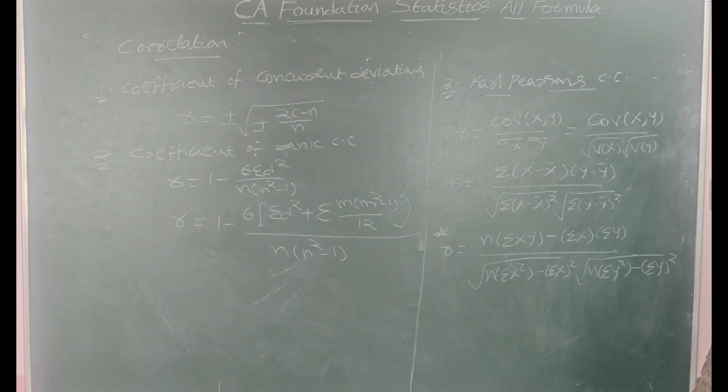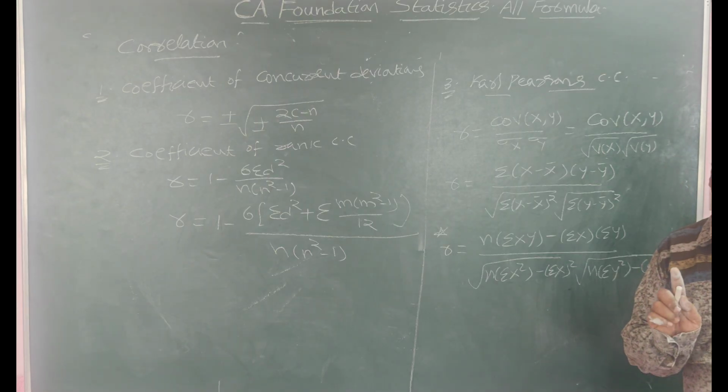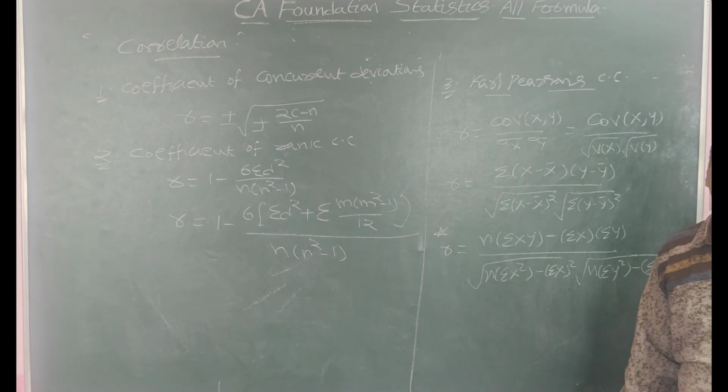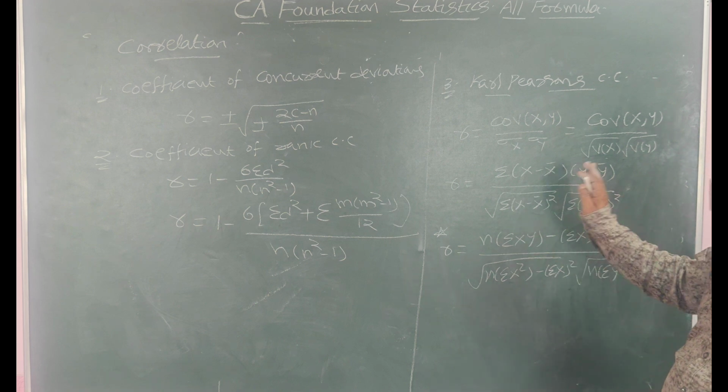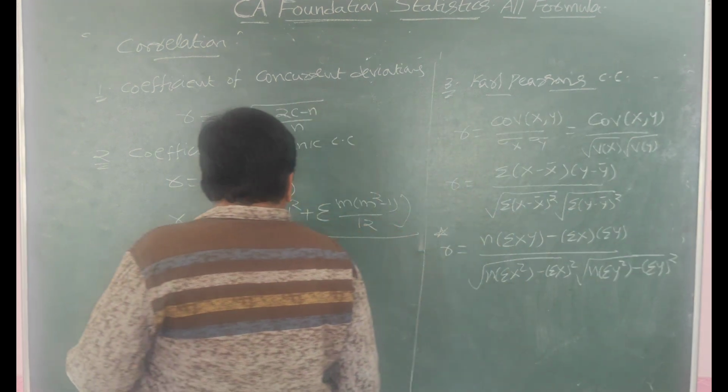So remember that the correlation coefficient is independent of change of origin and scale, but it is dependent only on change of sign of the scale. So this is about correlation. Formulas are these. Next we will move on to regression.